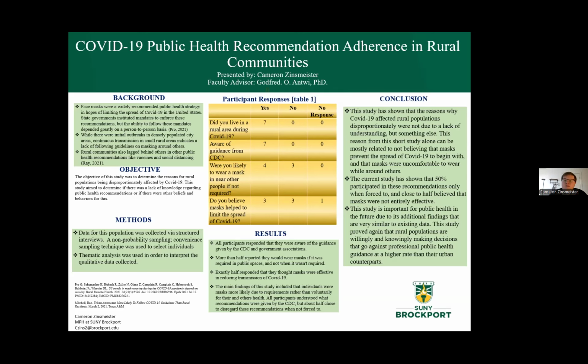For some background for the study, face masks were a widely recommended public health strategy in hopes of limiting the spread of COVID-19 in the United States. State governments instituted mandates to enforce these recommendations, but the ability to follow these mandates depended greatly on a person-to-person basis, with quantifiable data showing adherence to be less likely in rural areas as opposed to urban centers. While there were initial outbreaks in densely populated city areas, continuous transmission in small rural areas indicates a lack of following guidelines on masking around others. Along with the lack of mask adherence, rural communities also lag behind others in public health recommendations like vaccines and social distancing. Rural areas need to be educated with scientifically accurate and consistent information in times of national emergencies.